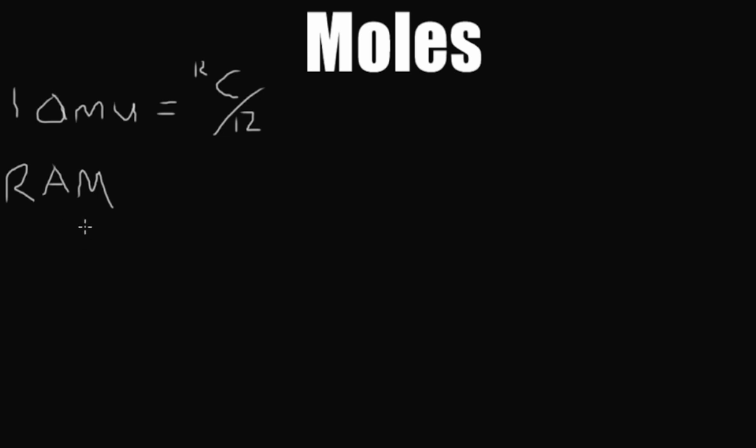So this doesn't just apply to atoms, but it also applies to compounds as well. The relative molecular mass is the average mass of a molecule of a compound compared to one atomic mass unit, which is 1/12 the mass of carbon-12. And relative formula mass is the average mass of one formula unit of an ionic compound compared to one AMU.